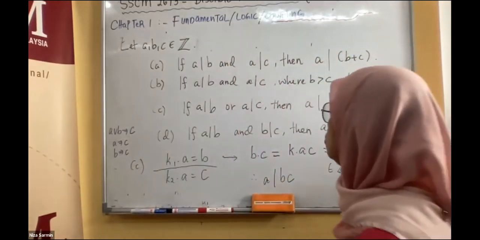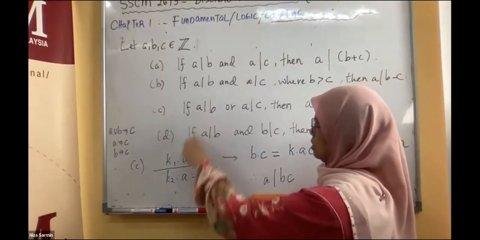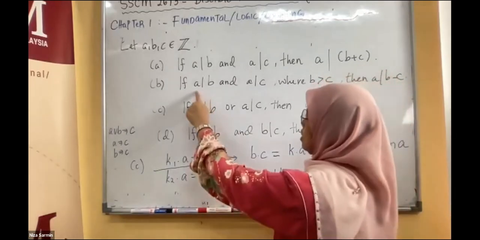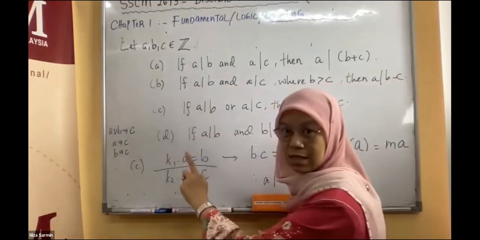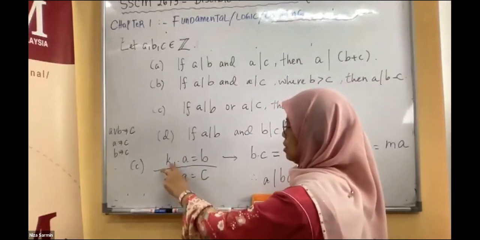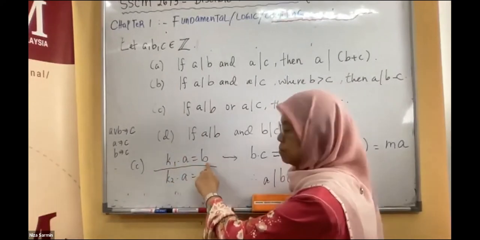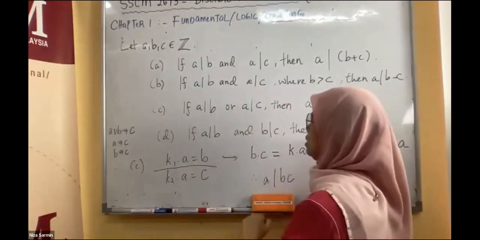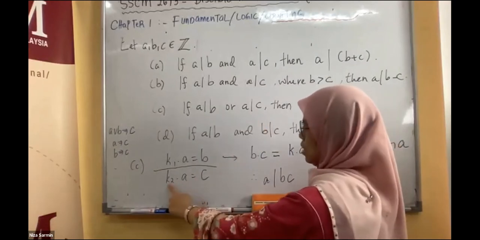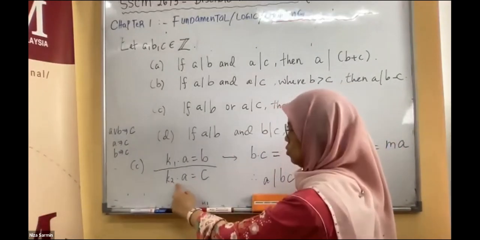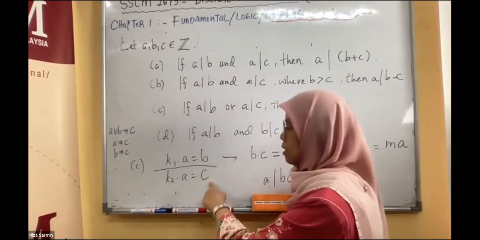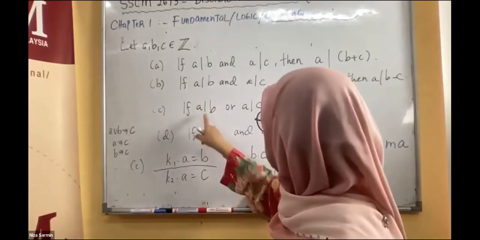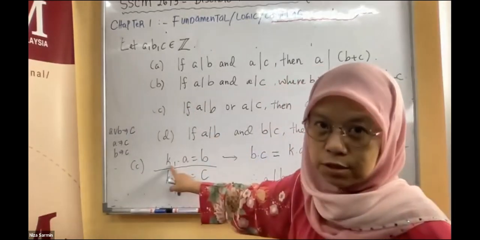So first you assume A divides B, then I skipped that part, but you have to write out. Assume A divides B, so there exists K1 integer such that K1 times A is B. Another one is assume A divides C, so there exists K2 integer, K2 times A is C. Okay, so two cases.